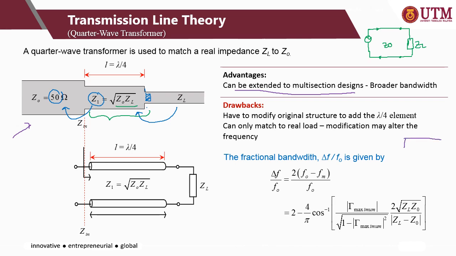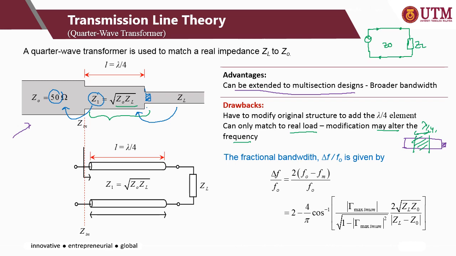However, the drawbacks of the quarter wave transformer technique is that you need to cut. For example, you have a transmission line and a load, and if you want to include the λ/4 element, you need to cut the original structure and then add in the λ/4 element in between. Therefore the modification may affect the frequency of operation, and the other drawback is the system can only match a real load. So it will be difficult for a complex load.